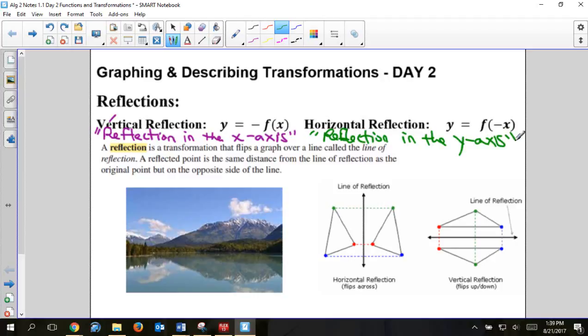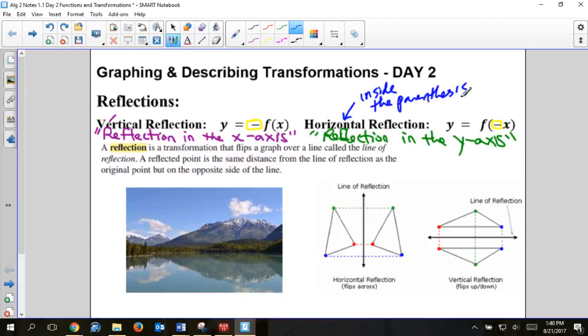You will see in the equation, the vertical reflection, the reflection of the x-axis has a negative sign out front of the function. Over here, the horizontal has the negative sign inside of the parentheses. So what we did yesterday is we did horizontal and vertical things. We did translations yesterday. And the horizontal one always is inside the parentheses. So that's how you know it's a horizontal.